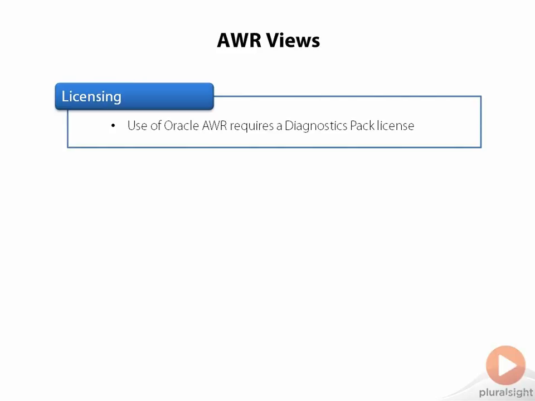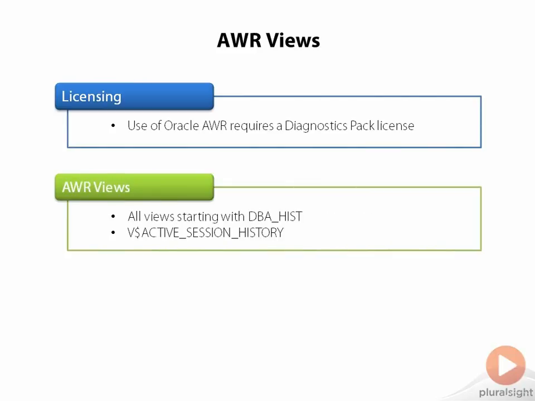Now these views are interleaved with the DBA_ views and the V$ views in your Oracle database. So any views that start with DBA_HIST or the V$ACTIVE_SESSION_HISTORY view, these are views that are part of the Oracle AWR, which I won't be covering here. Now if you do want to query these views, the best advice that I can give you is talk to your DBA team and see if you're licensed for these views and go from there.